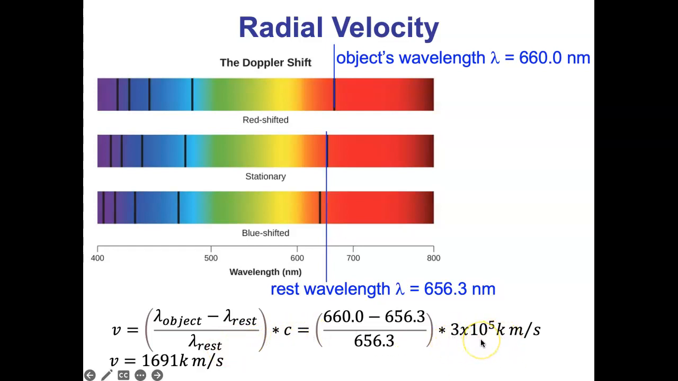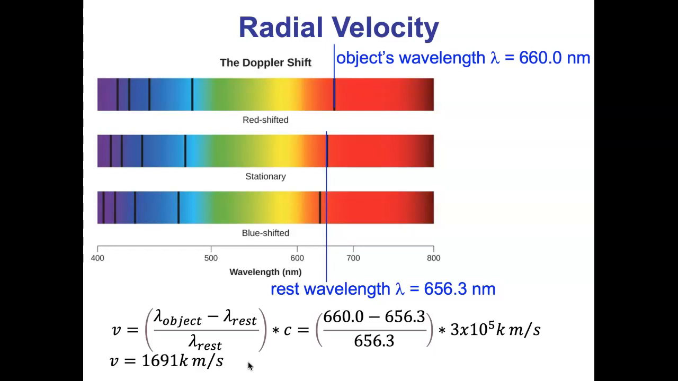And the speed of light is 3 times 10 to the 5 kilometers per second. You plug all of these in here, and it turns out that star is moving with a velocity of 1,691 kilometers per second, which is pretty darn fast, right? It doesn't tell us anything about how fast the star is moving transversely, right? We don't know how fast it's moving east, west, north, south. But we know immediately it's moving radially at 1,691 kilometers per second.